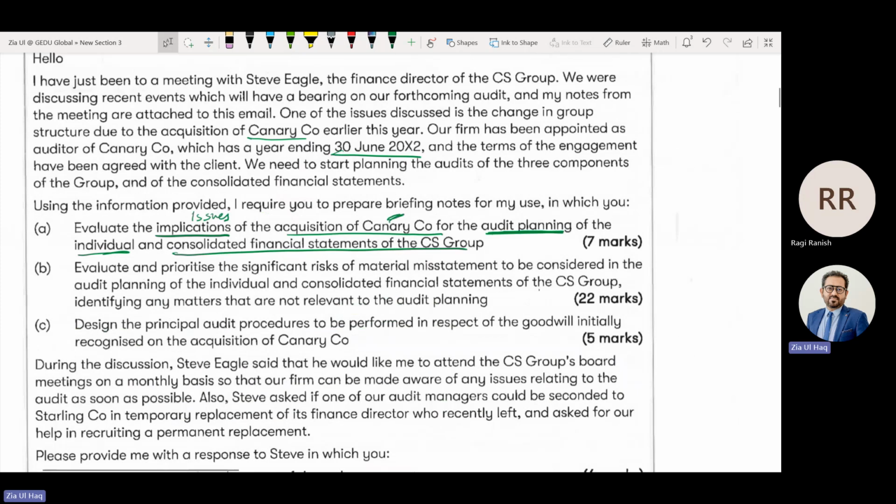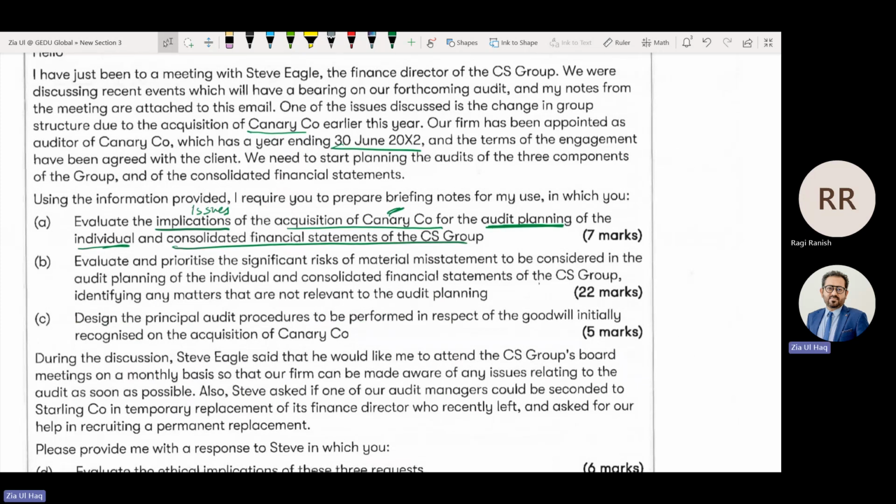Part B of the question: Evaluate and prioritize the significant risks of material misstatement to be considered in the audit planning of the individual and consolidated financial statements of the CS group. Again, this line confused the students. Individual and consolidation. Students thought that the individual audit needs to be performed separately, and consolidated, meaning group audit, needs to be performed separately. No, it is not like that.